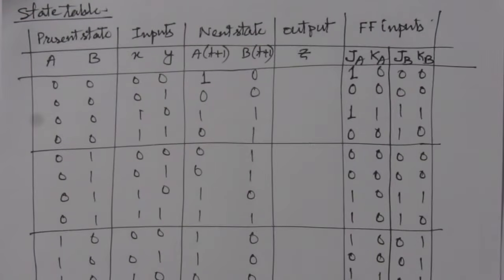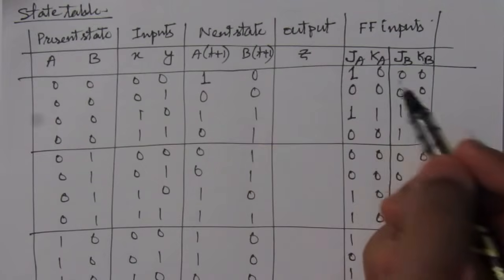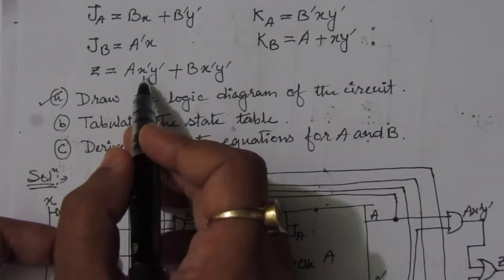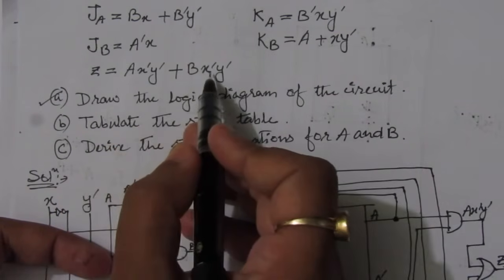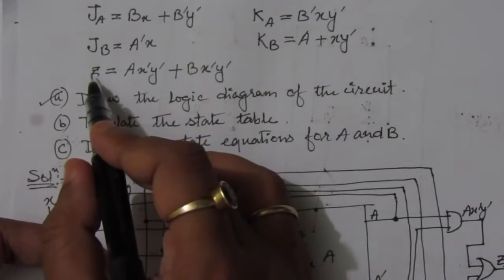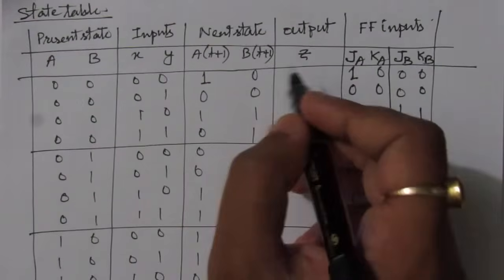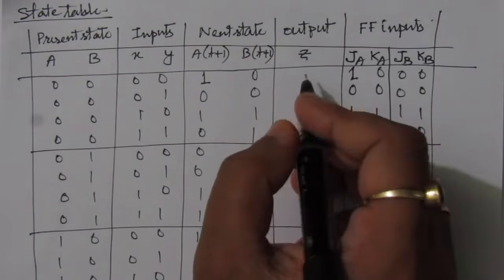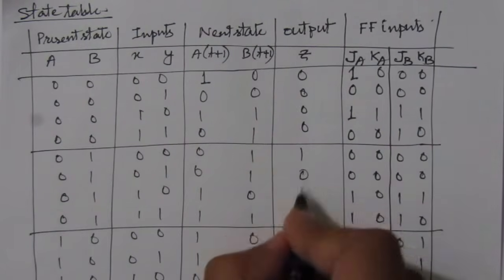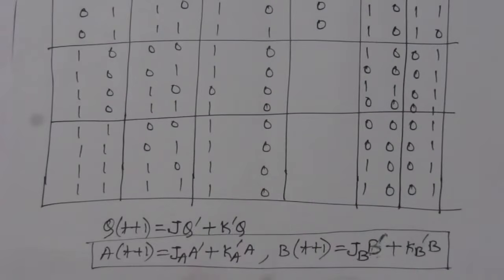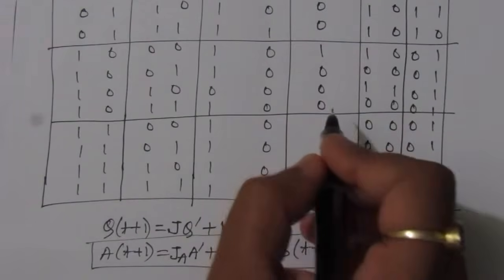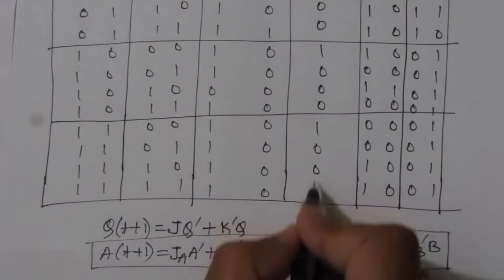Now for finding out this output Z, we have a given equation. At the input side we already have A, X and Y value, B, X and Y value. So using this equation we have to find out the Z value. Now let us find out the Z value. So for Z we will have 0, 0, 0, 0, 1, 0, 0, 0. Next we have the Z output values are 1, 0, 0, 0 and 1, 0, 0, 0.